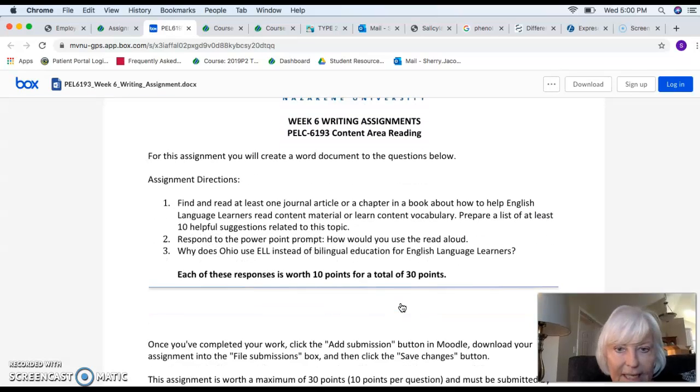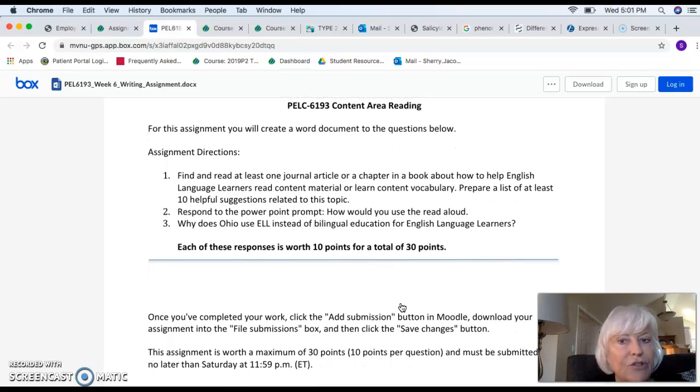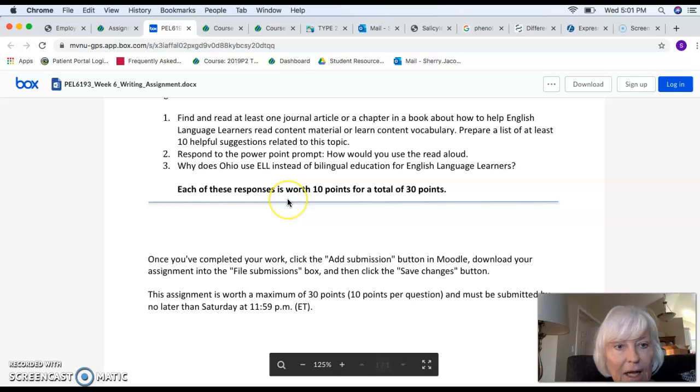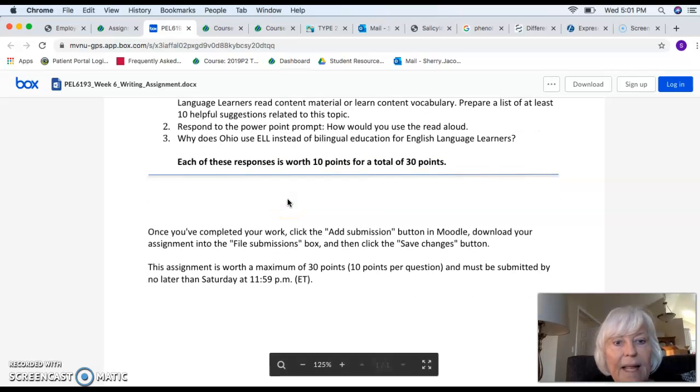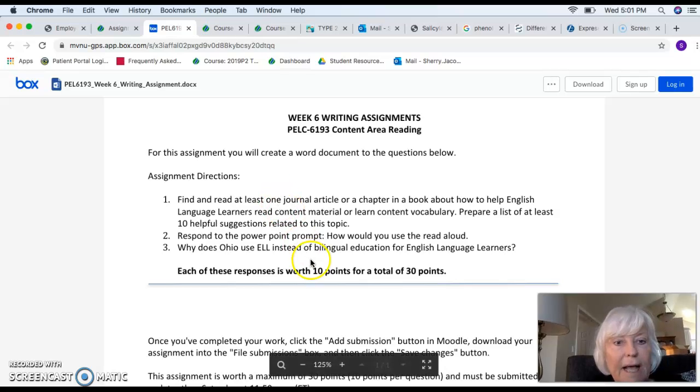So for week 6, you're going to be creating your Word document and answering the questions that are listed below. I'm not going to go through and read all of those to you. There are 3 of them, and it's for 10 points each to add up to 30 points, as all of these have been.